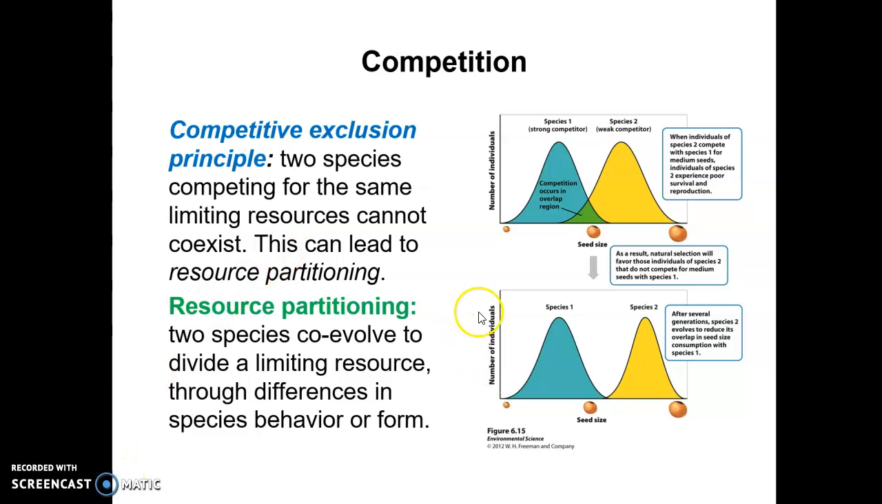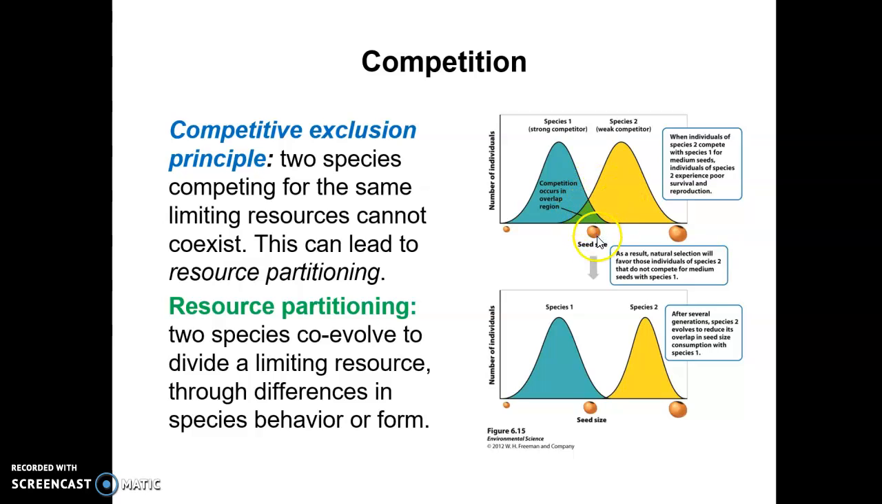A common example of resource partitioning is shown here, where you have two species. Usually we're talking about birds here. And this first species can eat seeds that are small and medium-sized, and the second species can eat seeds that are medium-sized and large-sized. But species 1 is a much more competitive species, a stronger competitor than species 2.